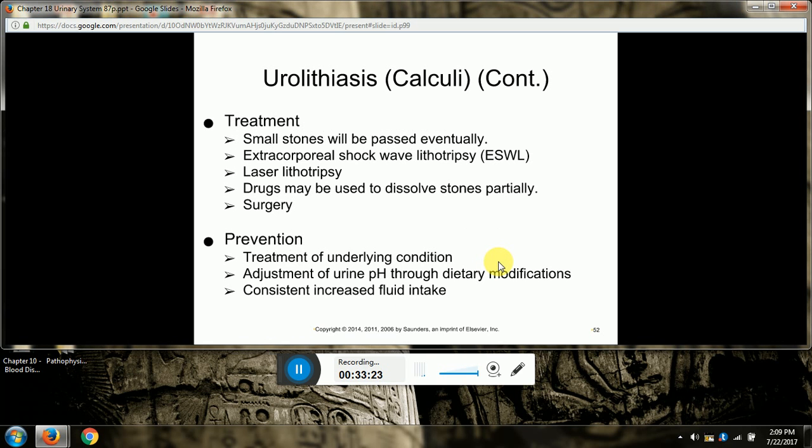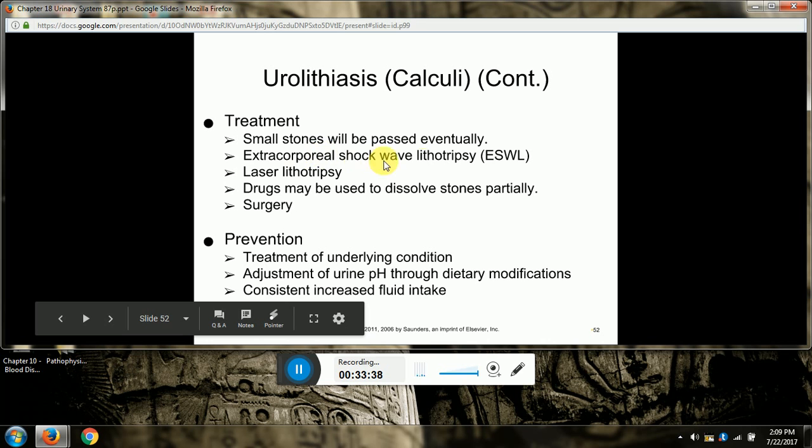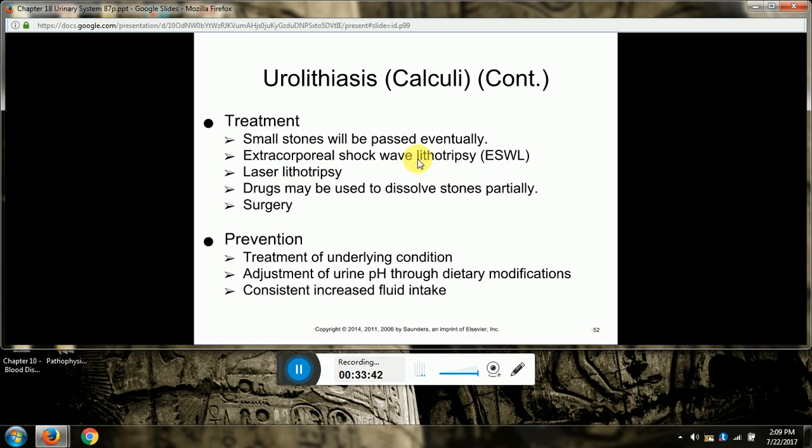In order to treat, small stones are usually passed eventually. During that phase, you want to give them something for the pain. You want to get them well hydrated so that they're making more urine, trying to kind of flush that stone out. Or if it's too big, we can do what is known as ESWL, or extracorporeal shockwave lithotripsy, or giving waves to that stone from the outside of the body, and that's why it's known as extracorporeal, and trying to break that stone using shock waves.